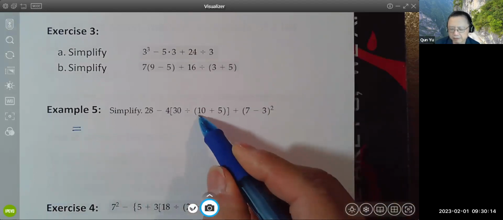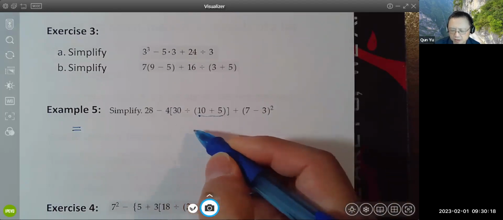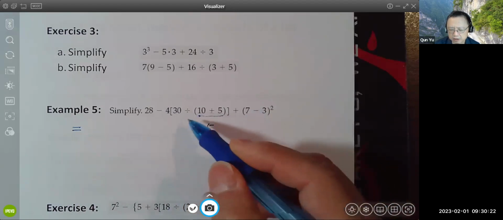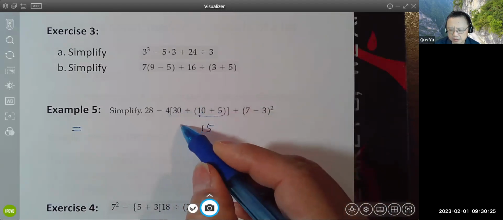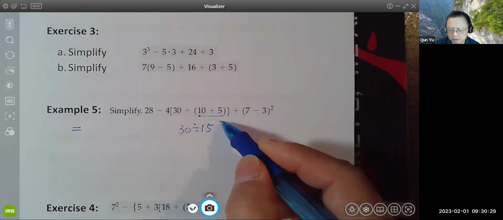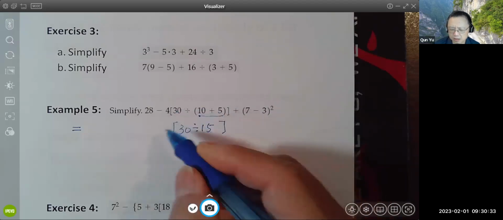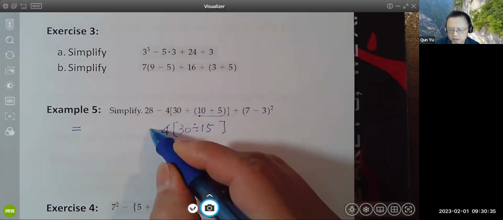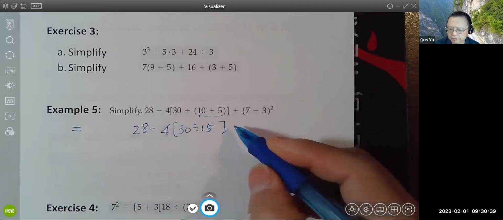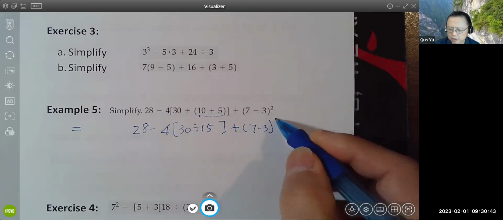This is my first step, which will be 15. So let's say this is 15. Then I copy everything else inside the bracket. So that's a 30 divided by. This division is still inside this pair of brackets. Again, I copy everything else, just to make it clear that you follow this procedure. Plus 7 minus 3 squared.